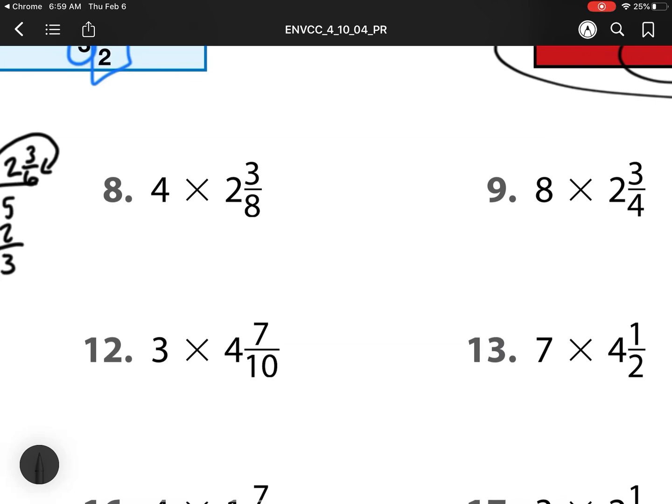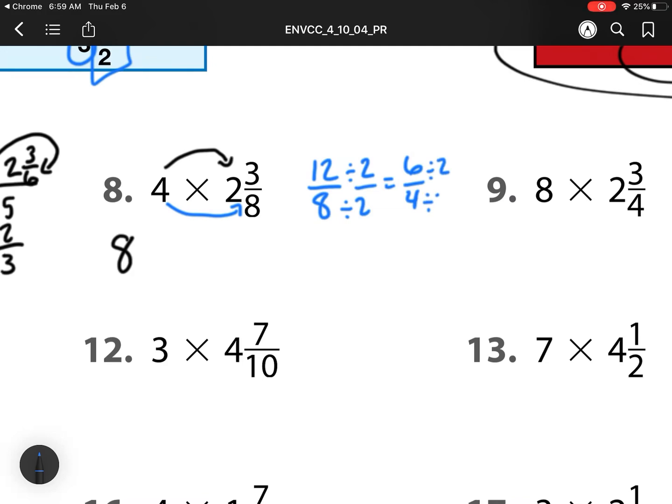Heading off to number 8, multiply the whole numbers. 4 times 2 is 8. Then I multiply my fraction by the whole. So I have 4 groups of 3/8. 4 times 3 is 12 over 8. And I'm going to simplify this first. So I can divide by 2. 12 divided by 2 is 6. 8 divided by 2 is 4. Oh, but look, I can simplify it again. So I need to divide by 2 again. So this is what I'll end up with is 3 halves.